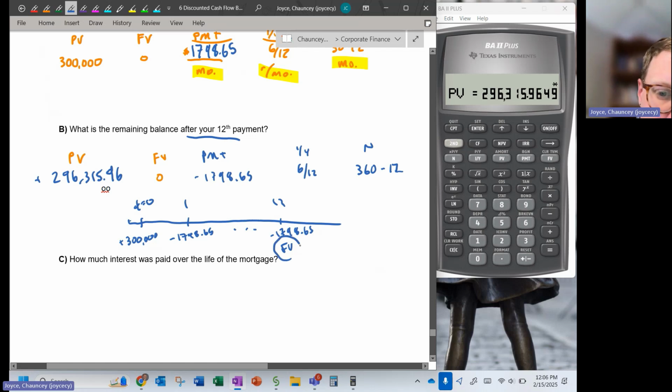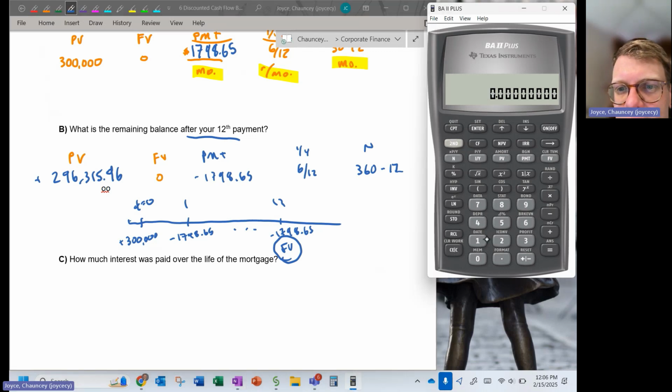So that balance at the future at time 12 is going to equal the same thing we just calculated. So let's now change our time to 12 and keep everything else in there and compute for a future value. Oh, sorry, here. Let's go back to our initial base case here of 300,000 present value, 360 months at 6 and a half I/Y.